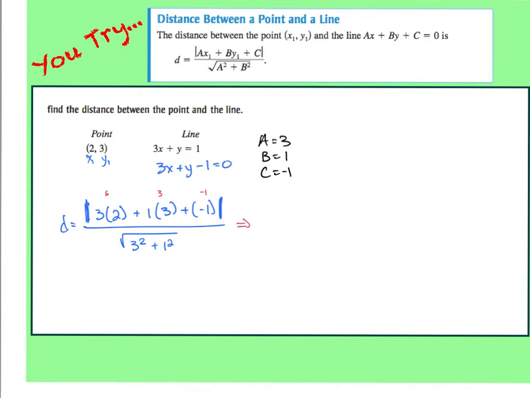The absolute value of 8 is, again, just 8. So then I have 8 over 3 squared, which is 9, plus 1 squared, which is 1. So then we add those together, we get square root of 10. If we wanted to, we could rationalize that. So it would be 8 square root 10 over 10, and that could further be simplified. So then we could simplify it to 4 square root 10 over 5. If we wanted to, we could even round to the 4 decimals, so that we'd have 2.5298.